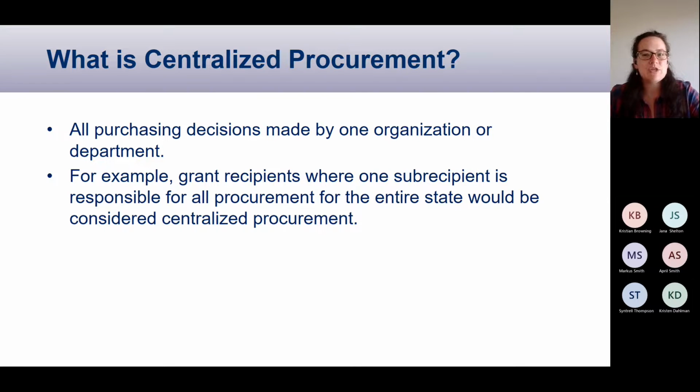organization. So an example of this would be grant recipients in the 3DRP program, where they have one grant recipient who is responsible for all procurement for the entire state, which would be considered centralized procurement. Or if you are an organization that is doing procurement for a subset of grantees, but you just have one department that's really focused on procurement, that could also be considered an example of centralized procurement.